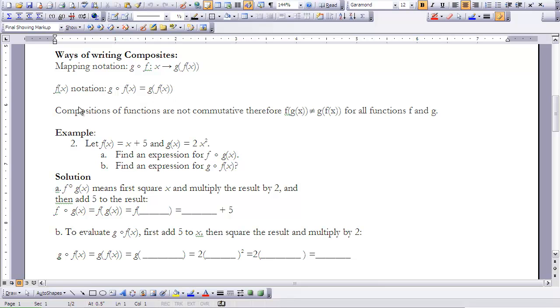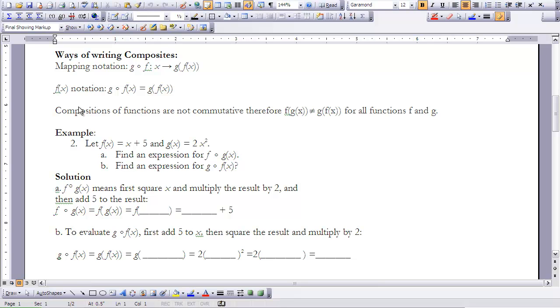So composite of functions are not commutative, therefore f of g of x is not equal to g of f of x for all functions f and g. And you will see that we found that in our discussion of the rebates and discounts. The one was always less than the other one. So let's take a look at example 2 here.